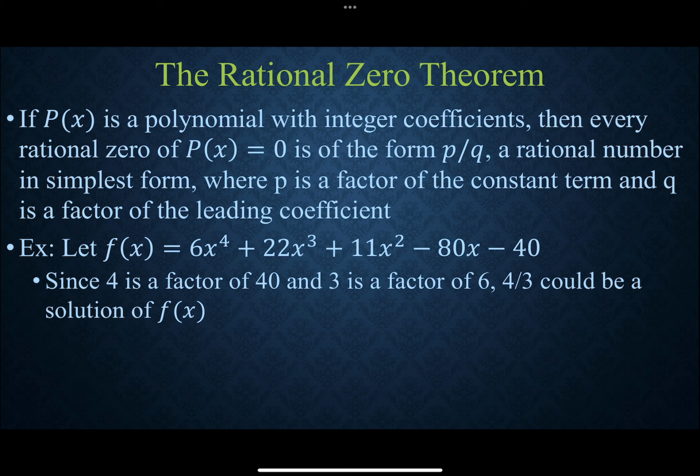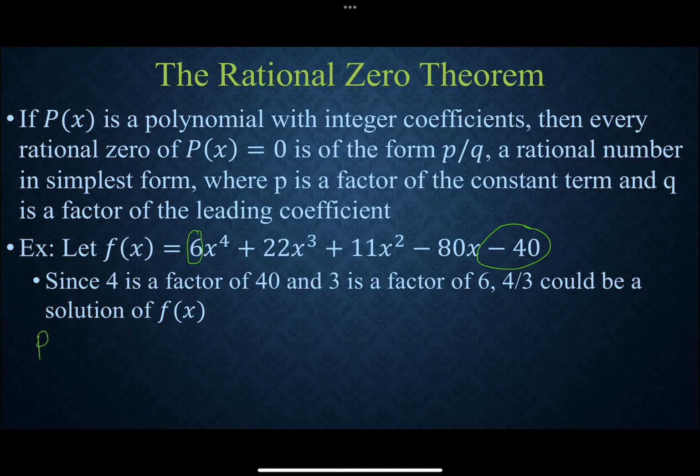every rational zero, where p of x is equal to 0, is in the form of p over q, a rational number in its simplest form. P is the factor of the constant term, q is the factor of the leading coefficient term. So if our f of x is this long equation right here, we're looking at just simply the constant at the end. Those factors are p. The leading coefficient at the beginning, those factors are q.